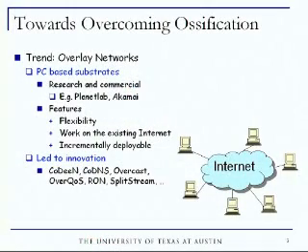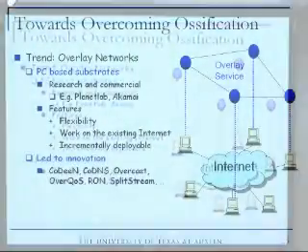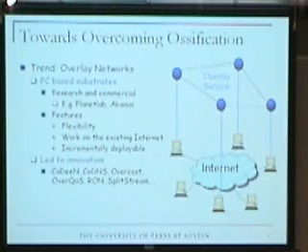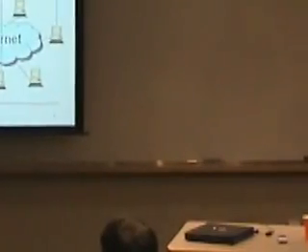Recently, there has been a trend towards addressing this ossification using overlay networks. The idea of overlay networks is to use a set of PCs connected to the internet and deploy services as overlays on top of these PCs. Clients can now connect to one of these PCs and get that particular overlay service. There have been several such PC-based substrates built both on the research front and the commercial front. On the research front, we have PlanetLab, and on the commercial front, we have Akamai.